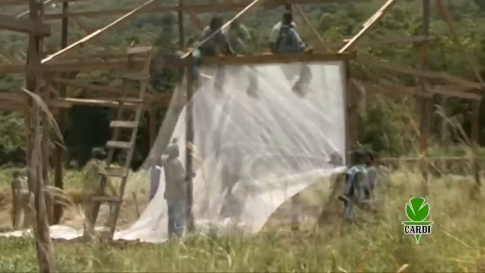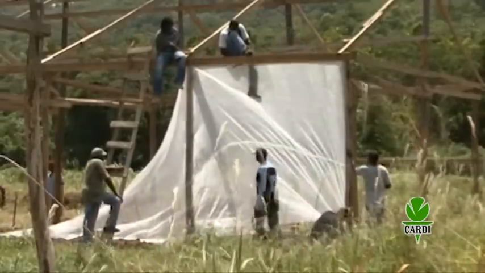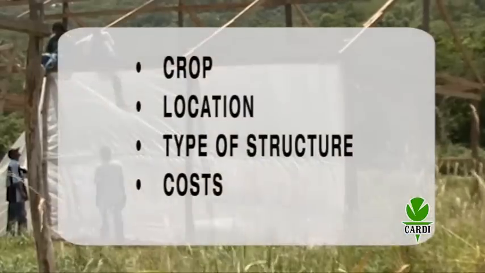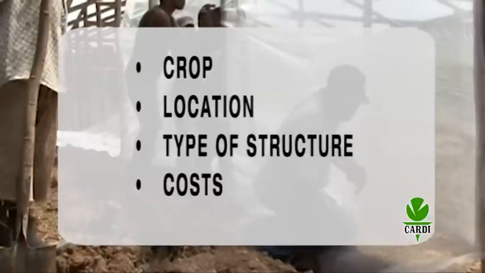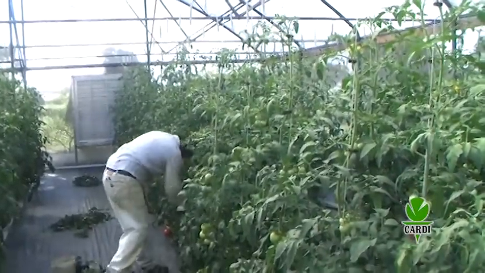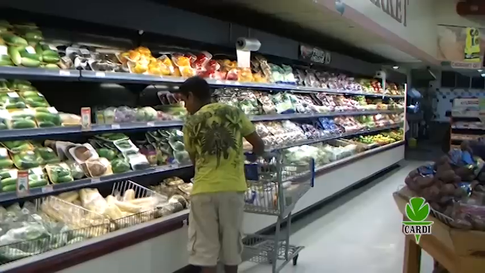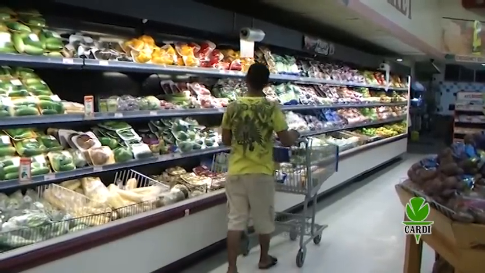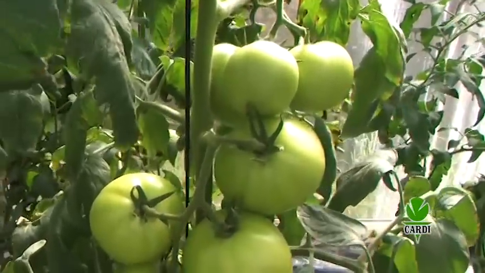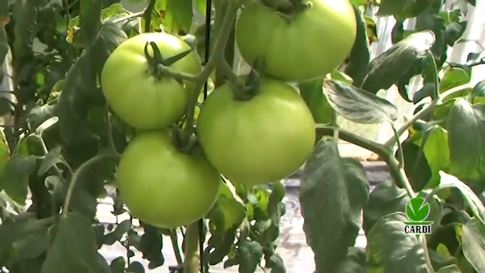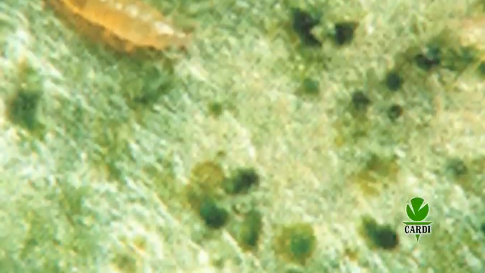The following should be considered in determining suitability and features of protected agricultural structures: crop, location, type of structure, and costs. The key considerations in selecting a crop include understanding the market, especially in terms of supply and demand, and how the produce is to be sold. The farmer should understand the reasons behind price fluctuations and some of the problems associated with conventional production, like pest and/or disease control and flooding.